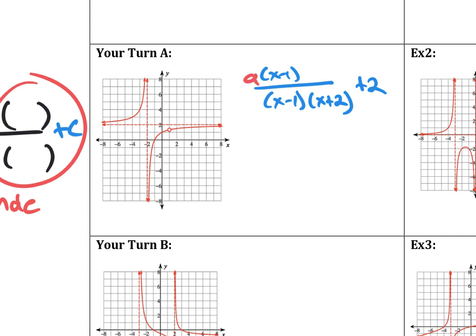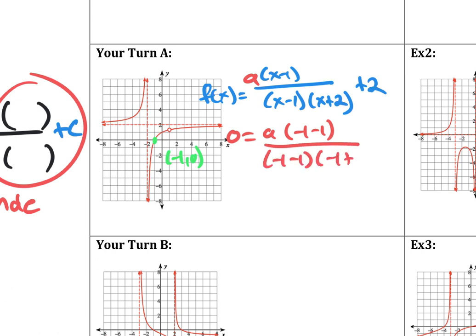To solve for our a value, we need to identify a point. We can pick any point that we want. Usually there's some convenient ones that have a 0 involved, so I'm going to go ahead and pick this -1, 0. And again, I'm going to plug that in for our x and our y values, and I forgot to write down f of x equals. Okay, so if I plug that in, then we're going to get 0 is equal to a times -1 minus 1 over -1 minus 1 times -1 plus 2, and then a plus 2 on the outside.